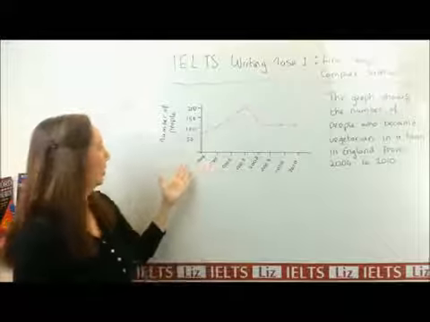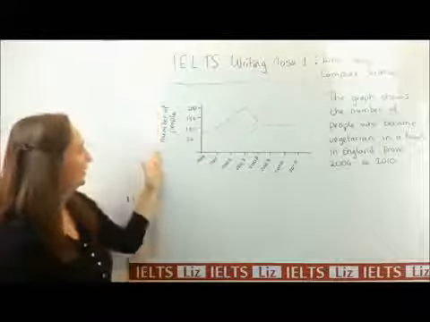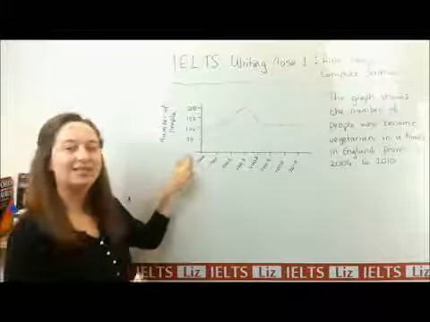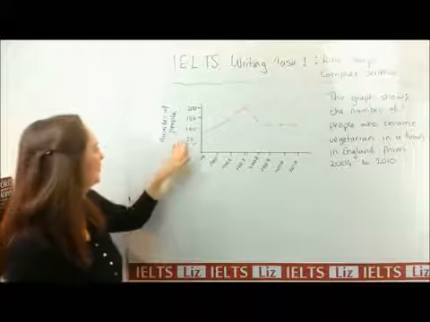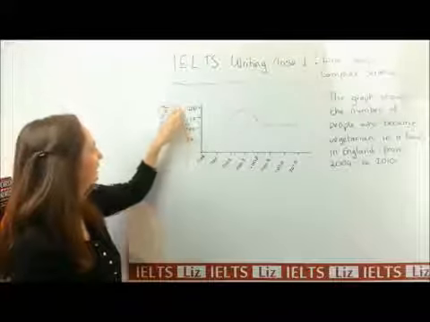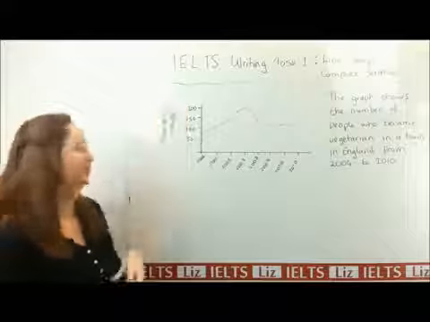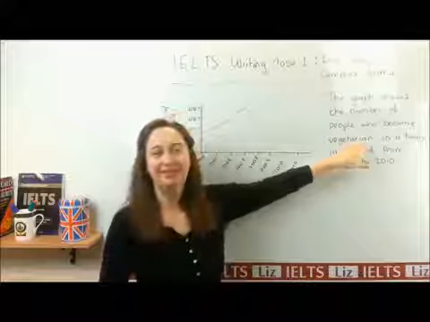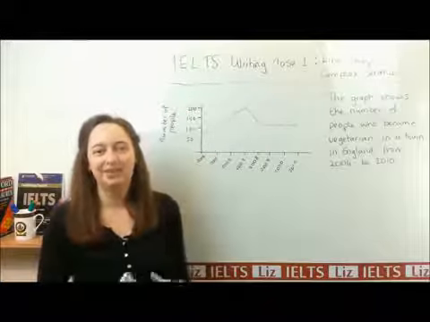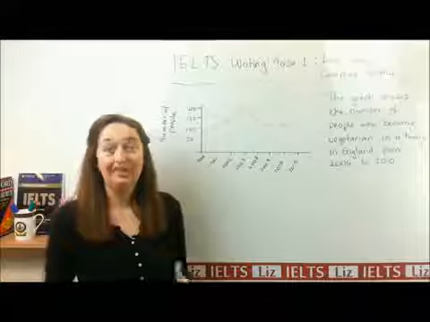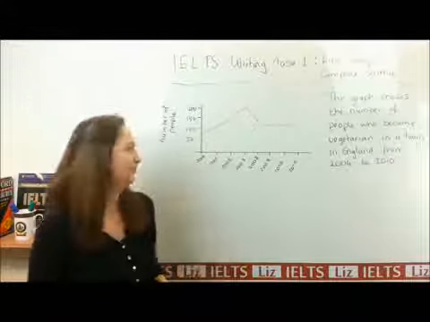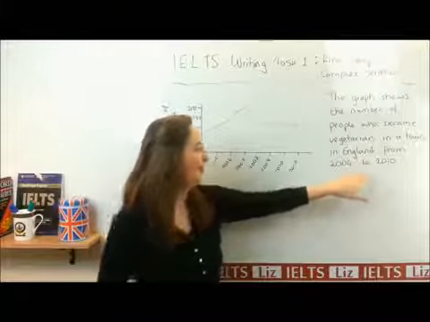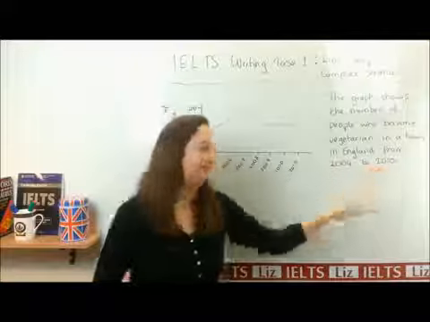So we look at the graph and we can see on the side here, on the vertical axis, we can see the number of people. It starts at 0 and it goes to 50, 100, 150, and the top one is 200. These people are people who became vegetarian, and that means they decided to start a vegetarian diet. They decided not to eat meat. And this is in a town in England from 2004 to 2010.